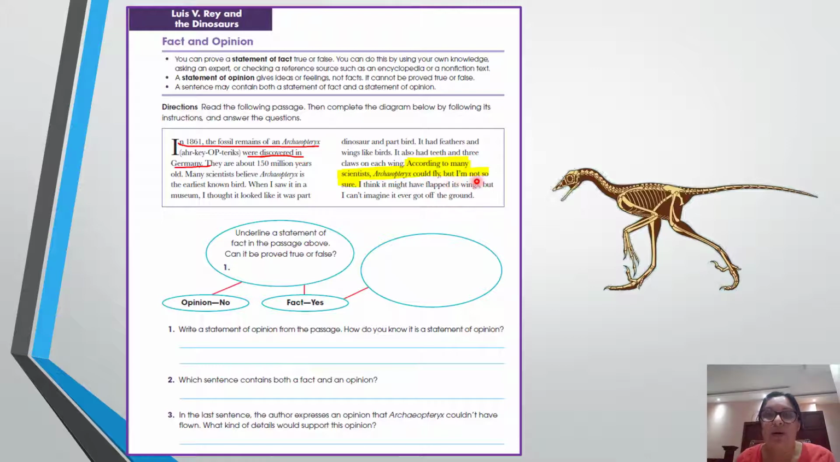Now, in this part, we have the opinion. I'm not so sure. So this person that wrote this passage is not sure that this kind of dinosaur could fly. Scientists say yes, and that is the fact. But this man says, I'm not sure. I don't know if that is true or false. So that is the opinion, right?